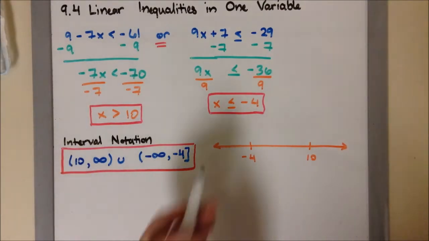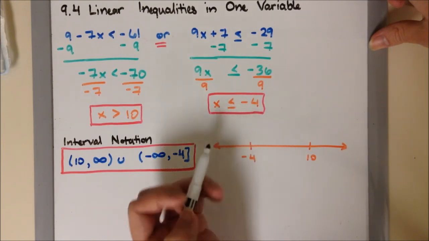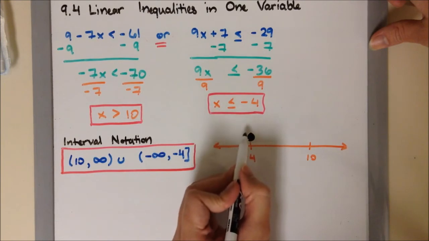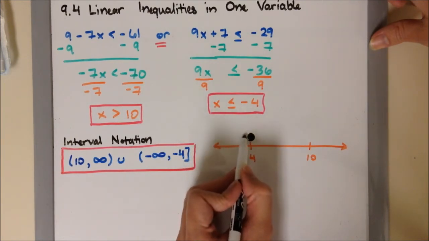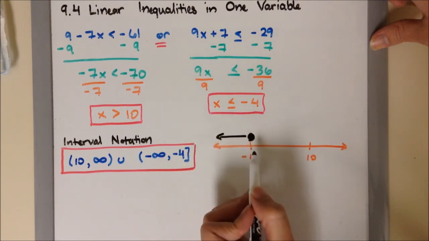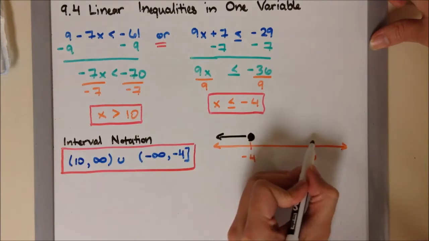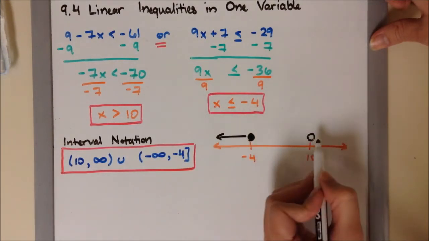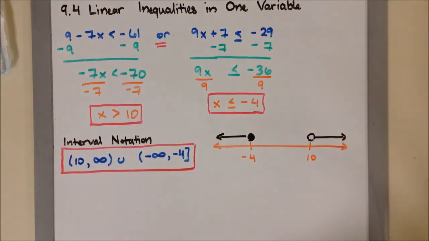At negative 4, it says that x is less than or equal to negative 4. If it's less than or equal, that means it's going to be a closed circle. Any numbers that are less than negative 4, negative 5, negative 6, negative 7 are all on the left side, so I draw my arrow going towards the left. x greater than 10 is an open circle. Numbers greater than 10, 11, 12, 13, 14 are going towards the right. So there's your graph right there.